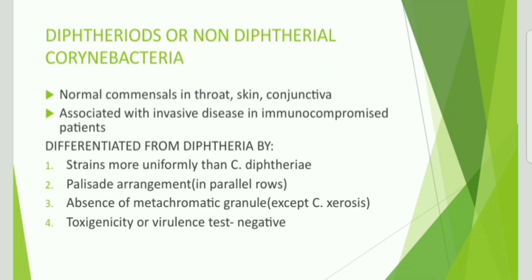First, its strains are more uniform than Corynebacterium diphtheriae. Secondly, it has a palisade arrangement, that is, the cells are arranged in parallel rows rather than in a cuneiform pattern. The other feature is that except for Corynebacterium xerosis, all other diphtheroids lack the metachromatic granule. And finally, the toxigenicity or virulence test is negative for diphtheroids.